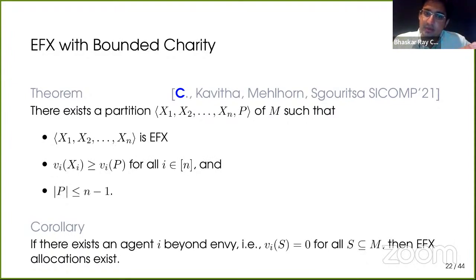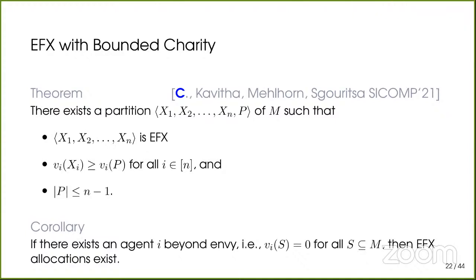Is the theorem statement clear? Okay, Bhaskar. Yeah, we could always add God to any problem, right? And assume that God values everything equally. So if you add an extra agent and assume that he, as you're saying, is beyond envy, then every problem is solved. But why should the rest of the agents bicker because I added one more agent?